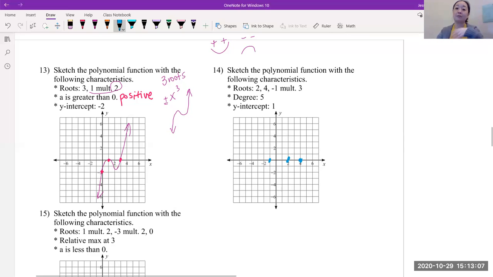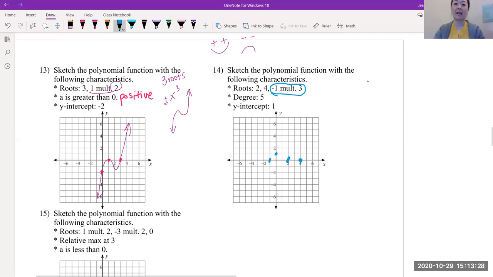If it was even, let's say it was a degree of 4, right? Then it would be both arms up or both arms down. Okay, all right, so here we go. And the y-intercept at 1. Okay, we could do that. Cross right there. All right, so how do we do that? Which way are we going to go? And remember, at -1, we're going to have a multiplicity of 3, right?